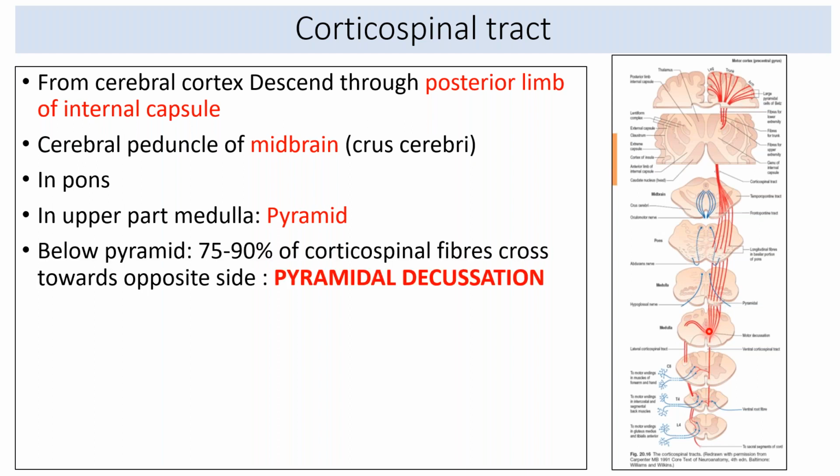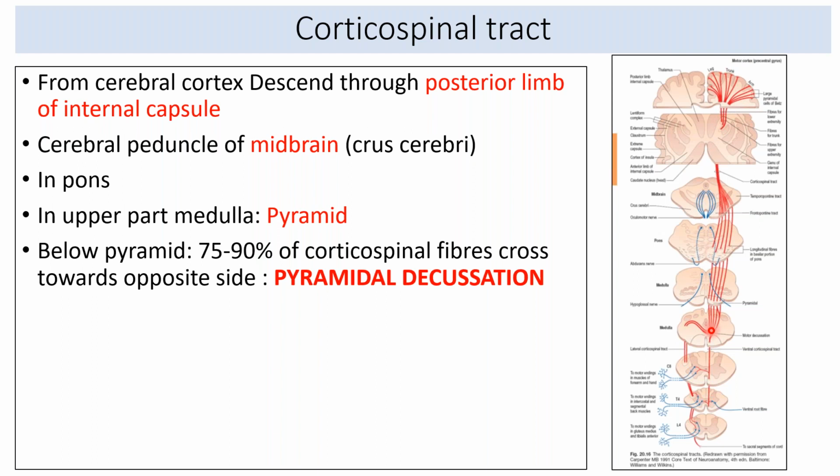Now what happens in the lower part of the medulla? In the lower part of the medulla, if you remember in the sensory posterior column, we did the sensory decussation. Similarly, the pyramidal decussation, or this may be called the motor decussation, is taking place just below the pyramid at the level of the lower part of the medulla. So you can see these descending fibers from the cerebral cortex.